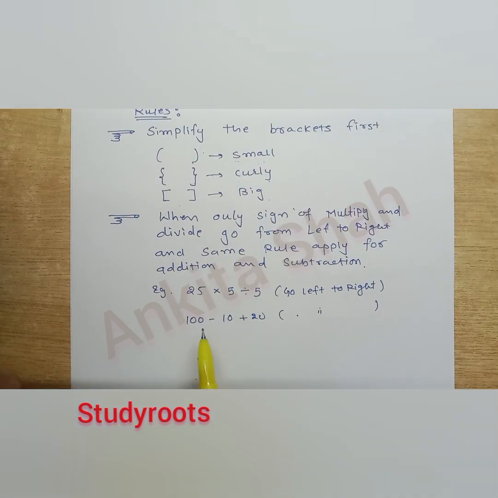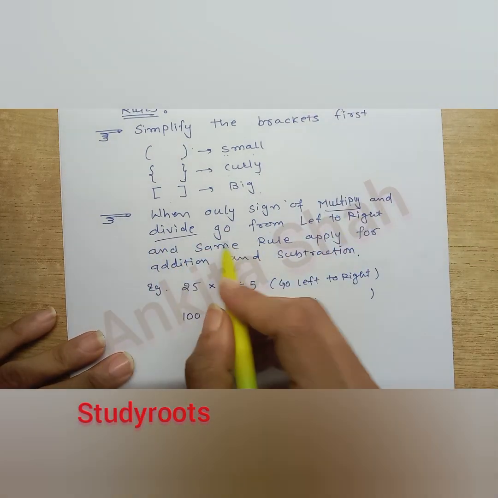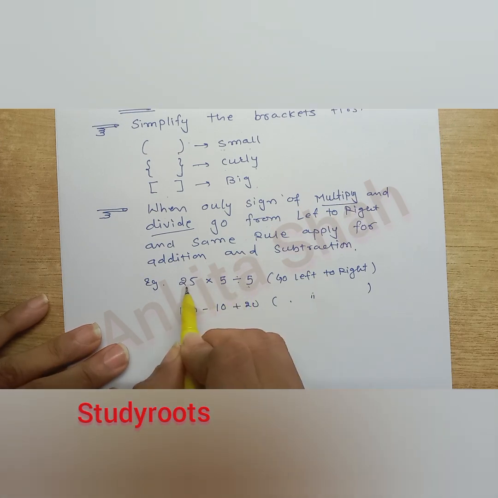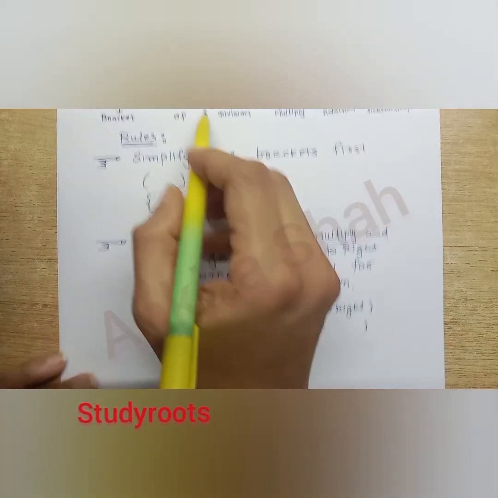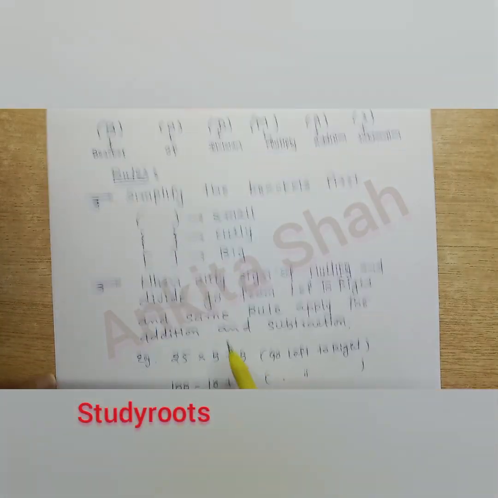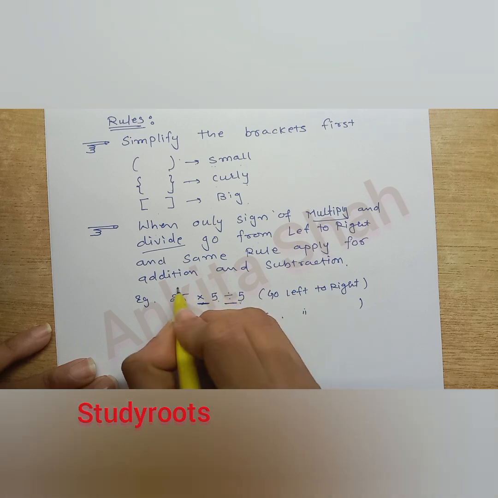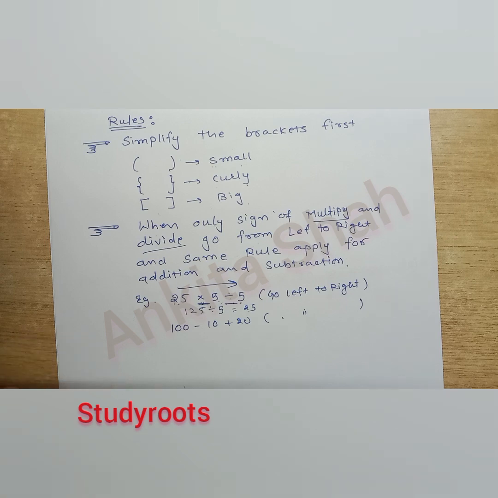Now we are moving to the second rule. When there are only signs of multiplication and division, go from left to right. That means here in this equation, 25 multiplied by 5 divided by 5. Technically, as per BODMAS, we have to do division first, but as there is only a sign of multiplication and division, we will follow the left to right rule. So 25 multiplied by 5 is 125, divided by 5, and the answer is 25. Like that you have to solve.